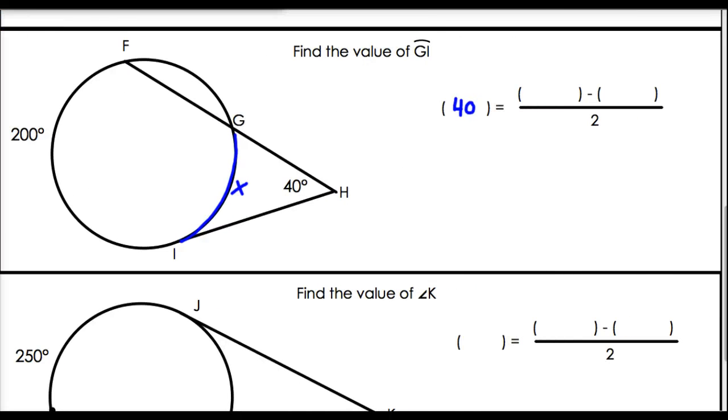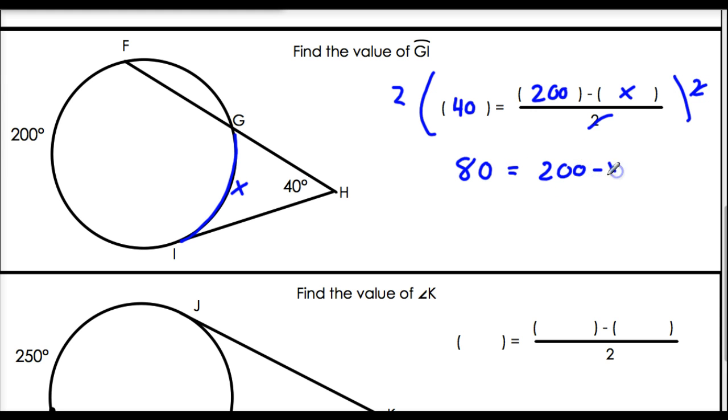It's all okay. We're all fine. Anyway, so our angle is equal to the big arc, which we know, minus the small arc, which we don't, so we'll just put an x there. And now we'll just solve this equation. We'll multiply both sides by 2 so we can cancel those out, and we get 80 is equal to 200 minus x. To solve here, we're going to subtract 200 from both sides.